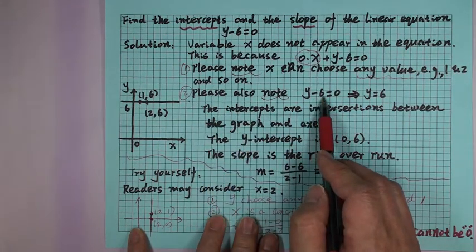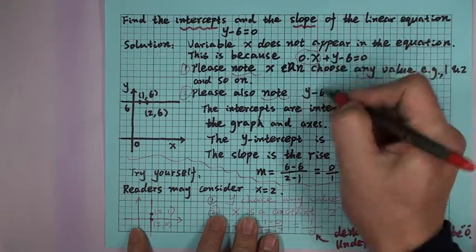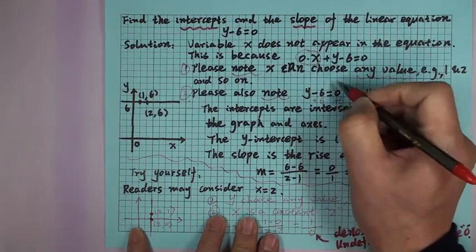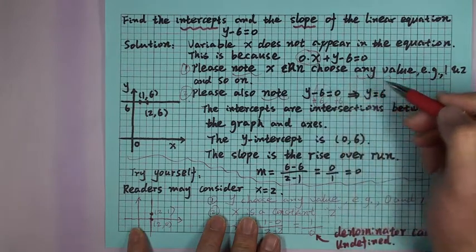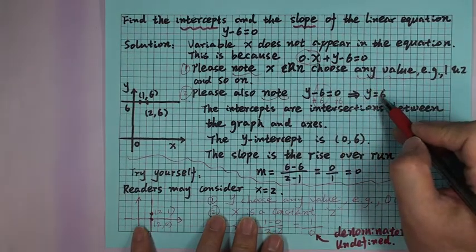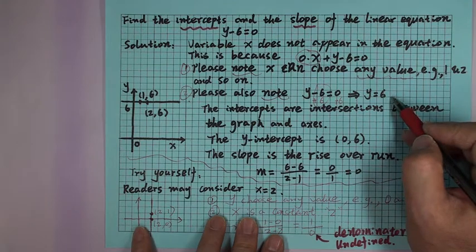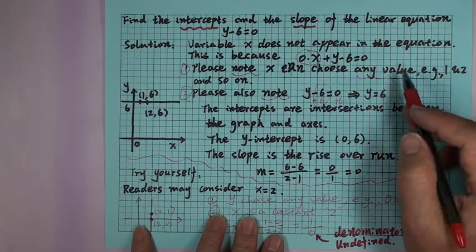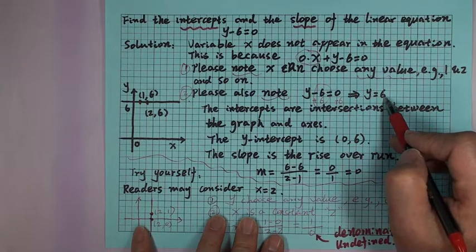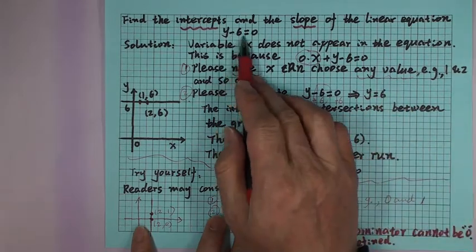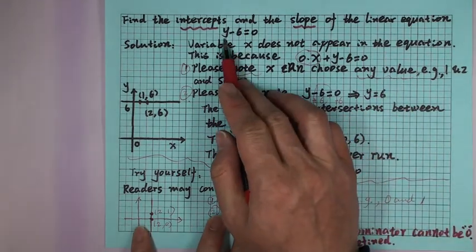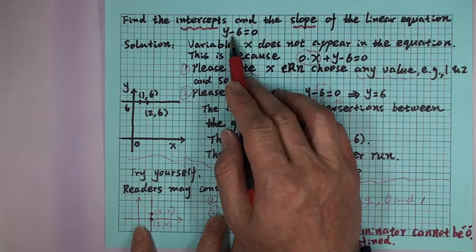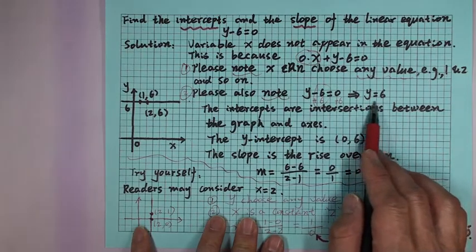The second observation is that y minus 6 is 0. If you add 6 on both sides, you may cancel the positive and negative 6. So y is 6. Y is 6 tells us y is a constant. So y is fixed. This equation is actually very special. x can be anything, choose any values, but y is 6. Y is fixed.